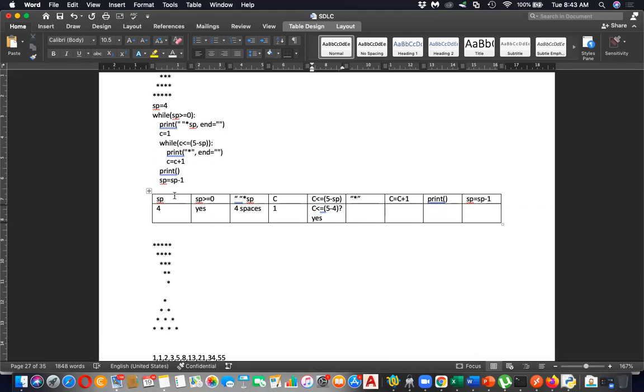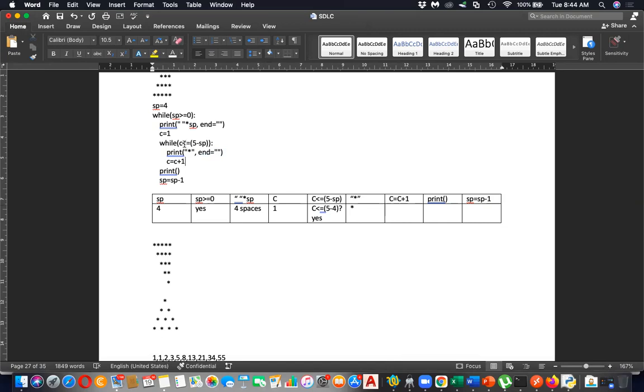Agree. So then it will come inside this while loop. If this is true, it will come inside this while loop. What does that while loop say? Print asterisk and end with nothing. How many asterisks will be printed? 1 asterisk, exactly. So C equal 1. C will be incremented by 1, which means now C is 2.